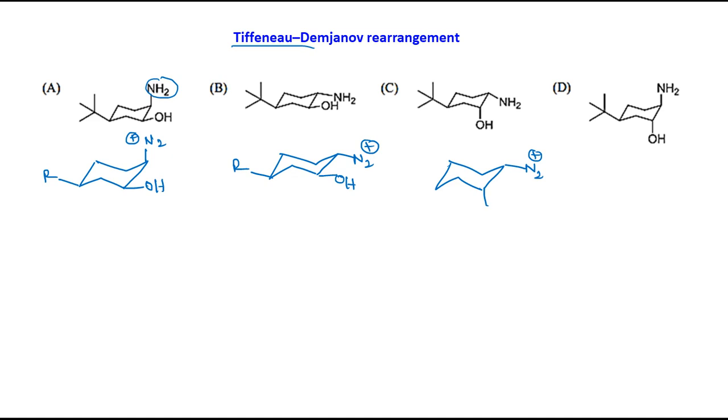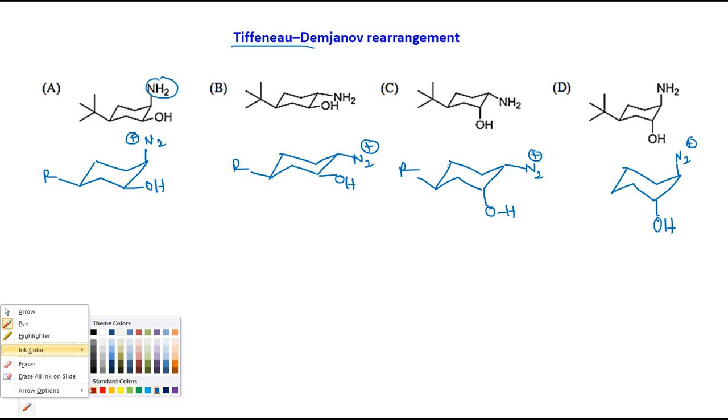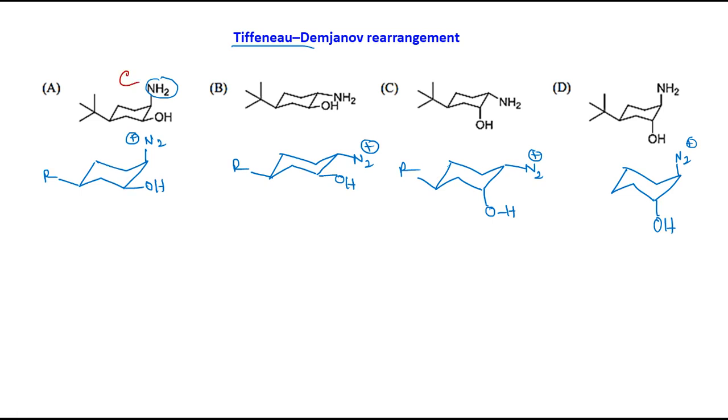Then we have N2+, OH, R. This is axial. This is also axial. So here cis, trans; if we see, this is cis, trans, cis, trans. So what happens when the first cis, if we take, with respect to this N2, this hydrogen is anti. So this OH bond will be broken and this H will be migrating here.